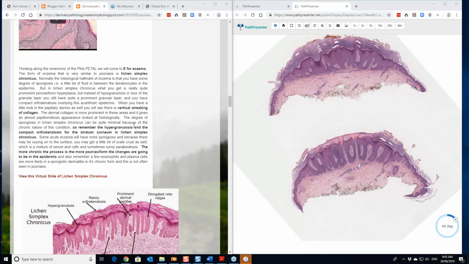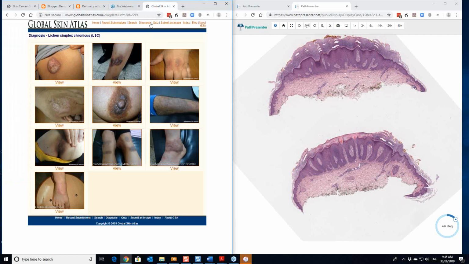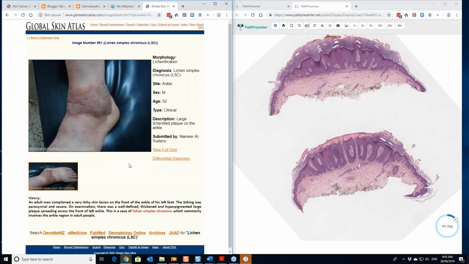Okay, PM's pet look, called PETAL: psoriasis, eczema, tinea. What about eczema? We've dealt with psoriasis. How can eczema look like psoriasis? Well, the variant that can is lichen simplex chronicus. Let's look at that clinically first. Now, these are examples of lichen simplex chronicus. This is probably a good one here just to look at.